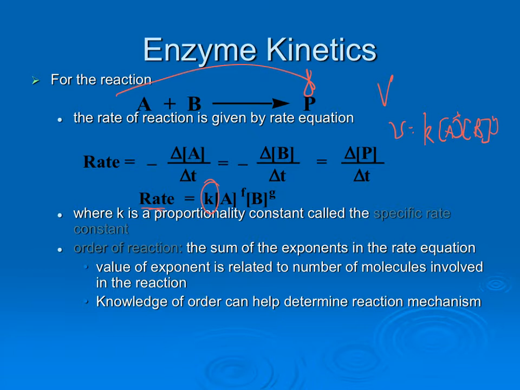So if you have something that looked like this, the rate is equal to k, always k. Pretty much every year I have at least one person that will forget to put a k in there. Times A times B squared. So for this reaction, the order of the reaction for this rate law, what will it be? What's the sum of the exponents? 3. By the way, it's called a termolecular, not turd molecular, but termolecular. But yeah, it's 3.